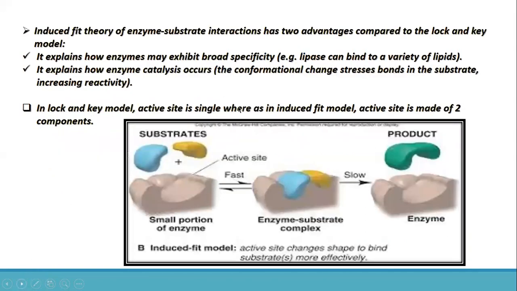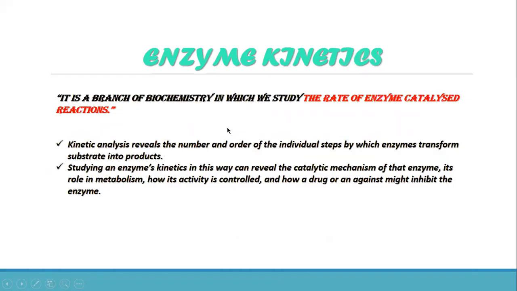Enzyme kinetics. It is a branch of biochemistry in which we study the rate of enzyme-catalyzed reactions. Kinetic analysis reveals the number and the order of the individual steps by which enzymes transform substrate into products. Studying an enzyme's kinetics in this way can reveal the catalytic mechanism of that enzyme, its role in metabolism, how its activity is controlled, and how a drug or an agonist might inhibit the enzyme.